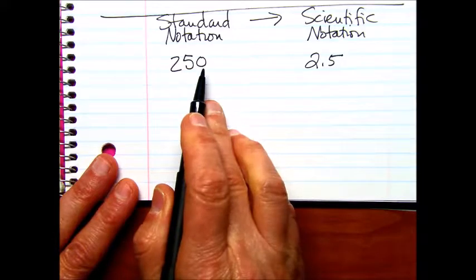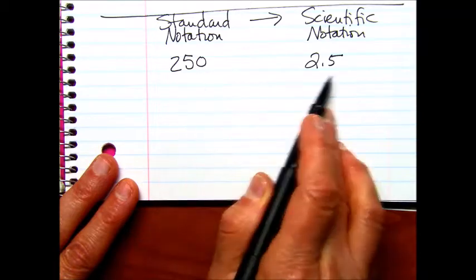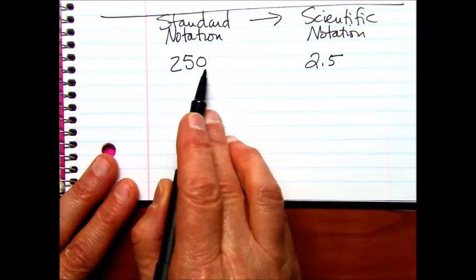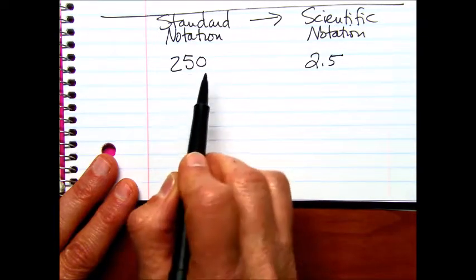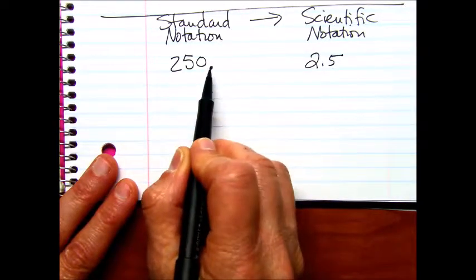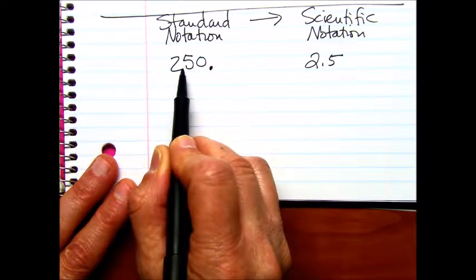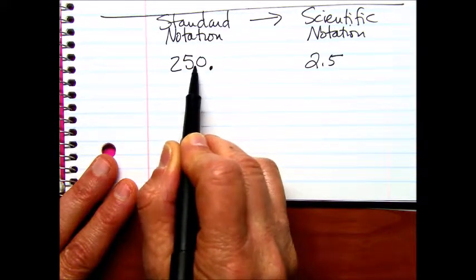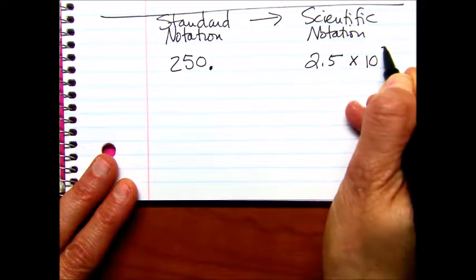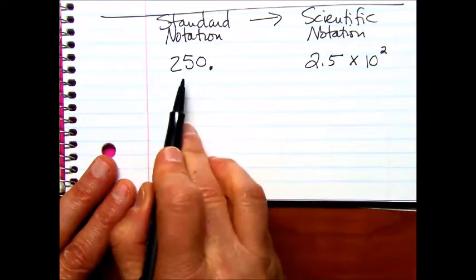Now you don't have to put the 0 after the 5 here. You can if you want, but it is not necessary. Now, if we're going to go from 250 to 2.5, we want to count how many places we are moving the decimal to get to 2.5. See what I did there? So 1, 2. Okay, so that's going to be times 10 to the second power. 2.5 times 10 to the second power equals 250.